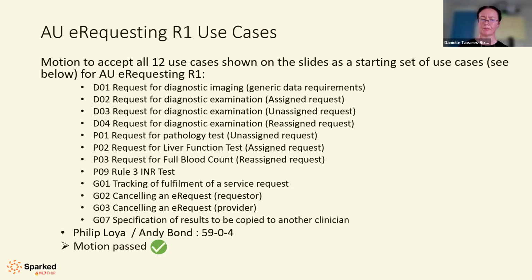So D01, the request for diagnostic imaging that are the generic data requirements. And then we've got D02 through to D04 being a request for diagnostic examination, but going through it's assigned, unassigned, reassigned, those different kinds of flavors. And in pathology, you might note we have 3 instead of 4. We were missing the generic data requirements. We have the assigned, unassigned, and reassigned. And we also voted to include the Rule 3 INR test.